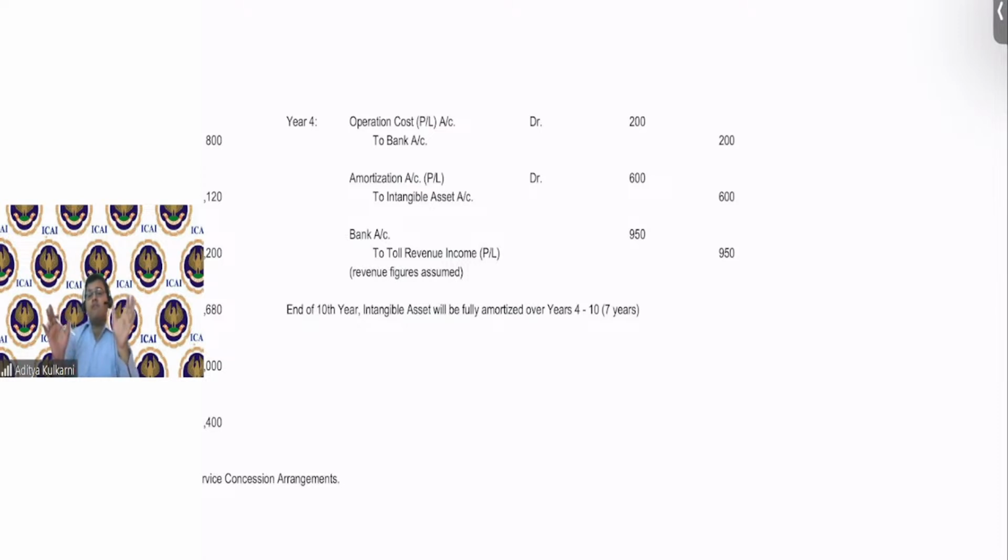Here you don't have an amortization table to be created. Why? Because financial asset is not there. This becomes an intangible asset, and intangible assets are taken in the normal way. So the moment the intangible asset gets ready after 3 years, you will have to amortize it over the next 7 years. Are we clear with this? Yes. So this takes care of service concession contracts.